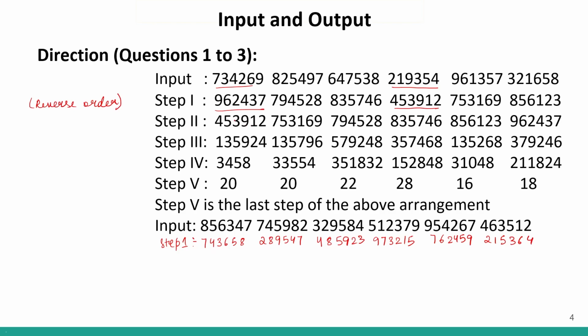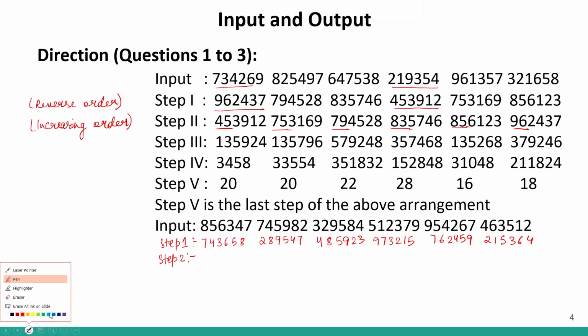Moving on to step 2, we have this number 453912, then this number, then this number, and so on. Now if I focus over here, this is 45, 75, 79, 83, 85, and 96. So this is basically increasing order, correct? From the previous step, that is step 1, now I have simply arranged them in increasing order. So step 2 for me will be to arrange them in increasing order. Which is the lowest number? The lowest number is this 21.